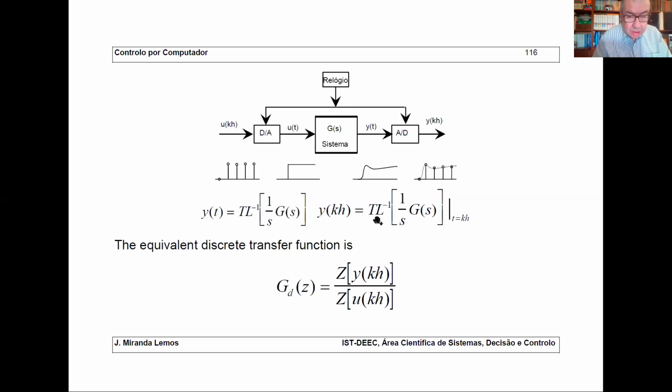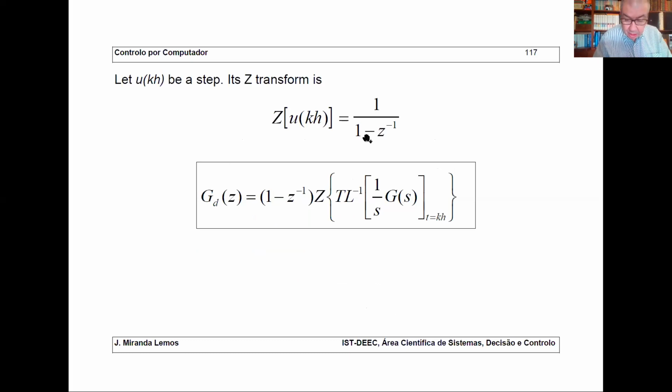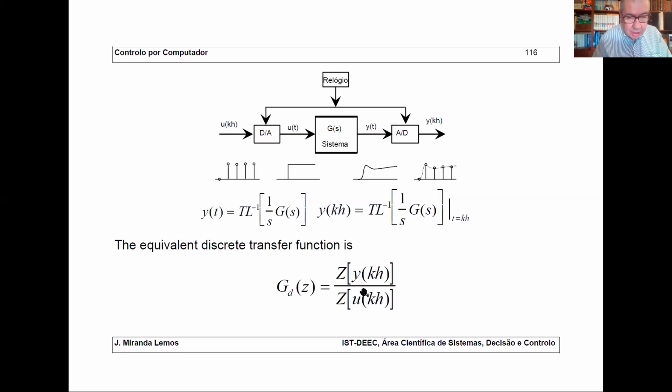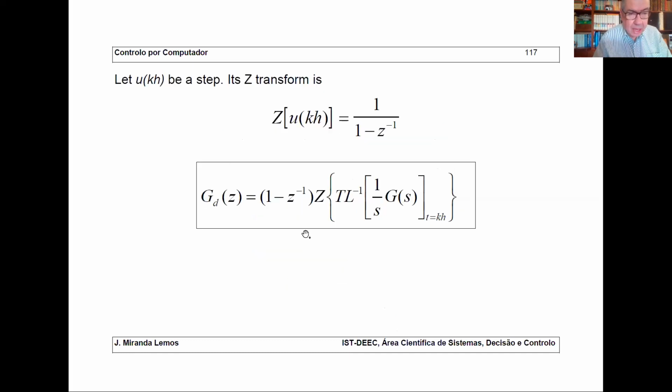So if you put this formula here on the numerator and this other formula on the denominator, okay? And if you are divided by 1 divided by 1 minus z minus 1, that is the same as multiplying by 1 minus z minus 1. So the discrete time transfer function is this awful formula.